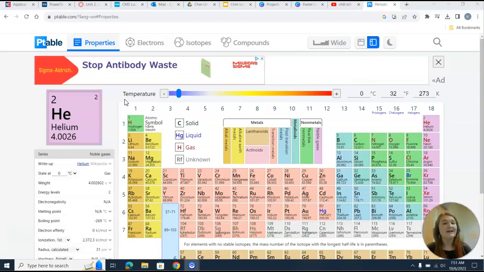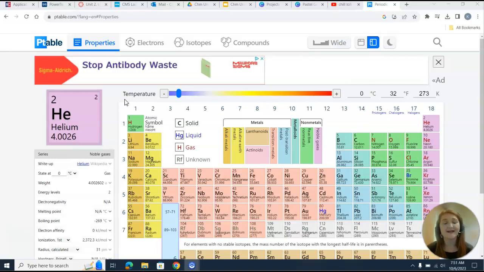Now, an element can have multiple valence electrons, and we have to be able to determine how many valence electrons a particular element is going to have. And the way we do that is we use the periodic table. So it's actually pretty simple. To determine the valence electrons for any given element, you just have to look at the group number that it's in.